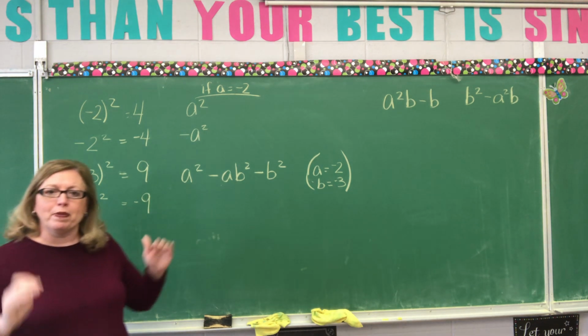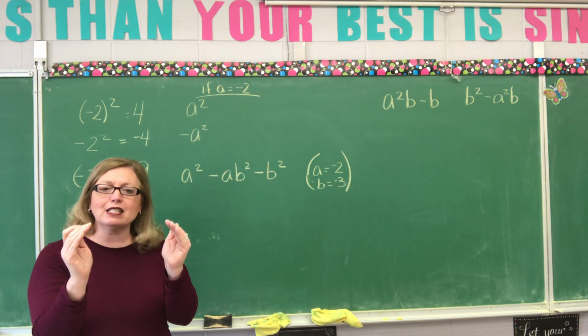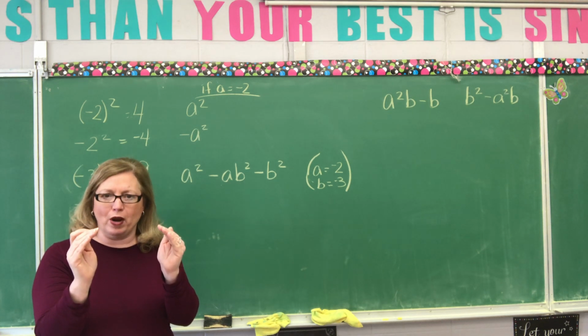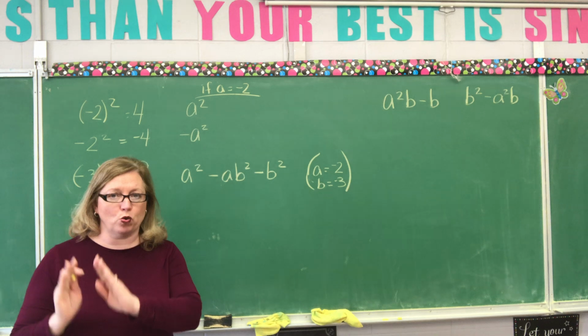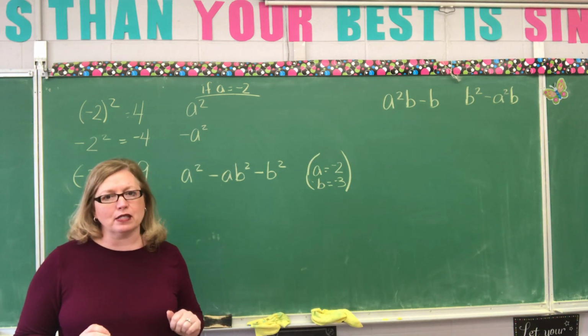So here's what you remember. The parentheses keeps the sign with the number when we square it. If there's no parentheses, square the number and take the opposite sign.